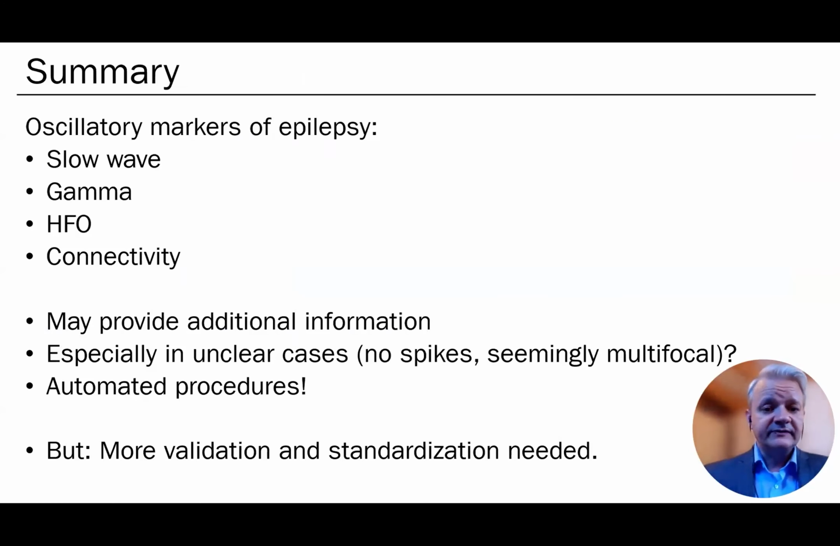So summing up, there is increasing evidence that electrophysiological correlates of epilepsy are not limited to spikes, sharp waves, and seizure activity. Above and beyond those patterns, there seem to be oscillatory changes which may be too subtle for conventional visual analysis, ranging from slow wave to gamma, high-frequency oscillations, and connectivity.